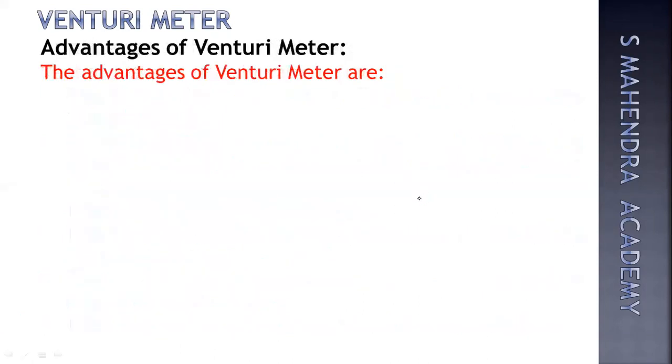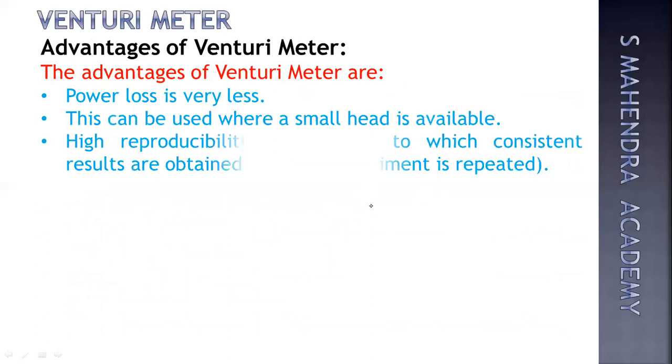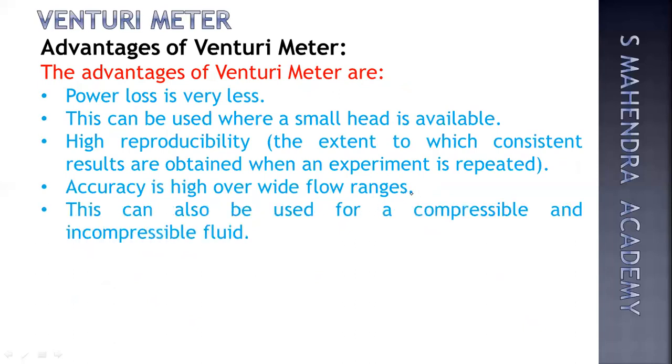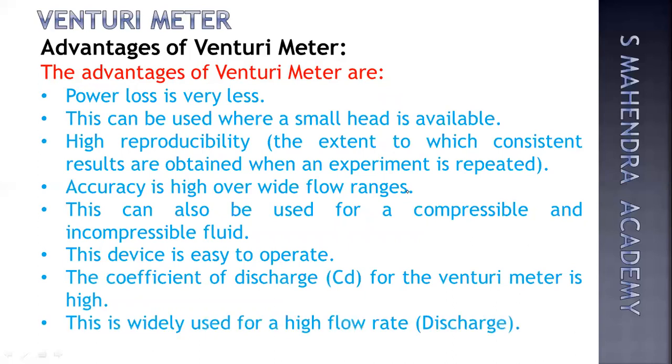Here we have some advantages of venturimeter. Power loss is very low. This can be used where a small head is available. High reproducibility. Accuracy is high over wide flow ranges. This can also be used for compressible and incompressible fluids. This device is easy to operate. The coefficient of discharge for the venturimeter is high. This is widely used for high flow rate discharge.